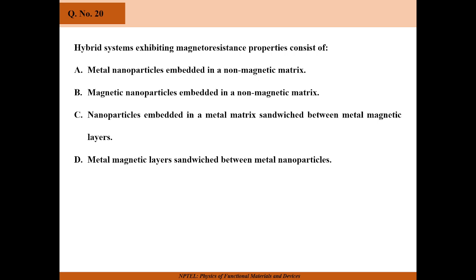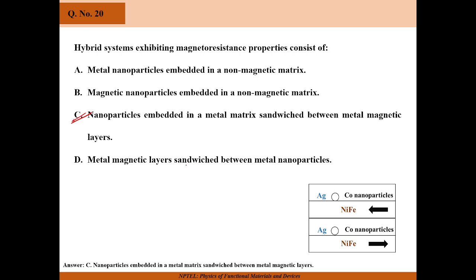The correct answer is option C. This was explained in the class, right? We have silver, a metallic layer, in which we have dispersed some cobalt nanoparticles, and that is sandwiched between nickel ferrite, the ferromagnetic or magnetic material. This is an example of the hybrid system.